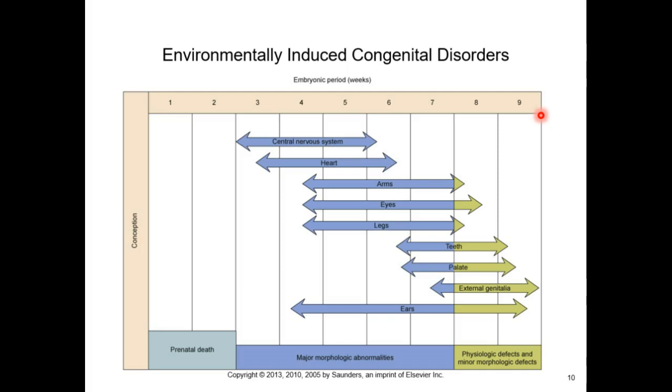So again, we go from brain to heart to arms, eyes, legs. Ears take a very long time to develop. Then you've got teeth, palate, and external genitalia later on. And I don't want to be like, okay, during week 6, which one are you going to have? That would be a terrible question for me to ask you on a test, right? To ask you which one of these is happening week 6. I'm more interested in the overall trends of it at this point.